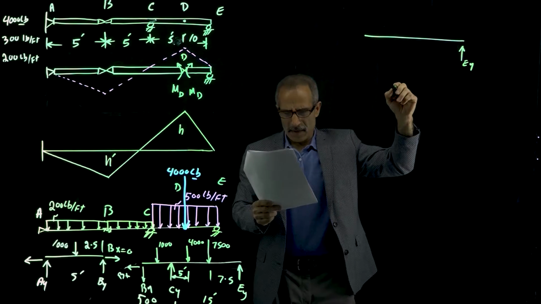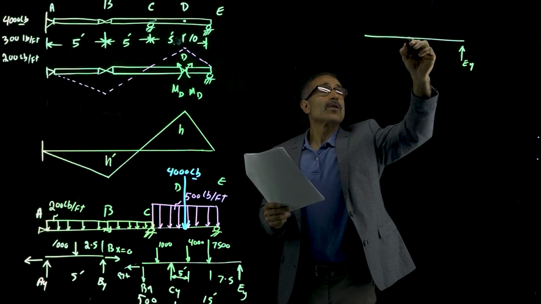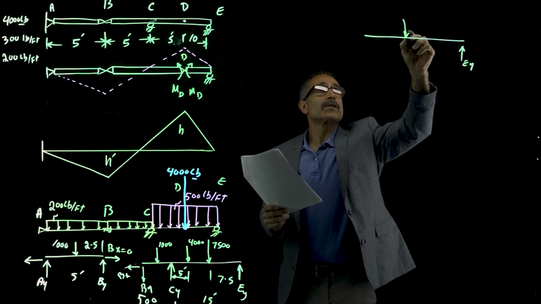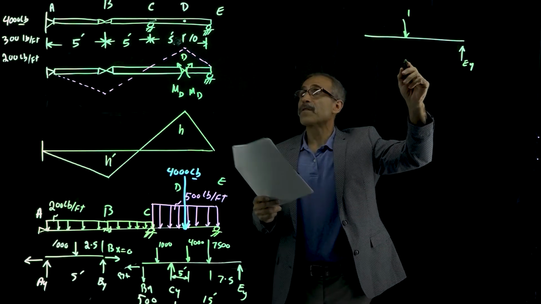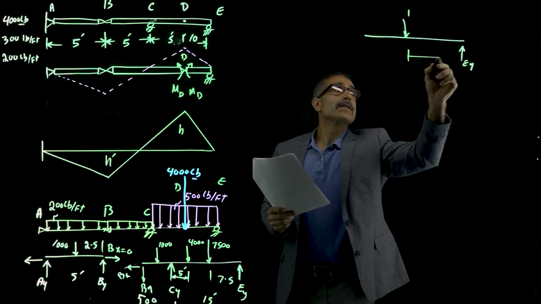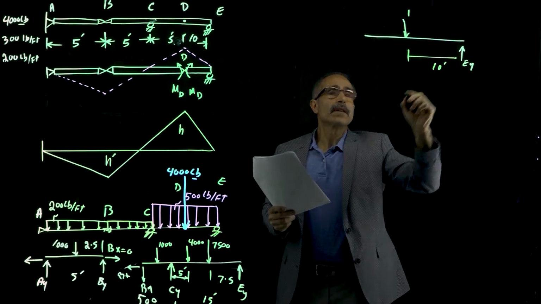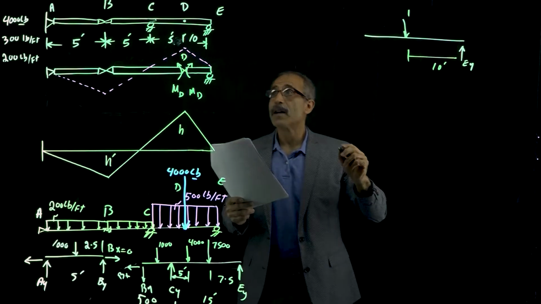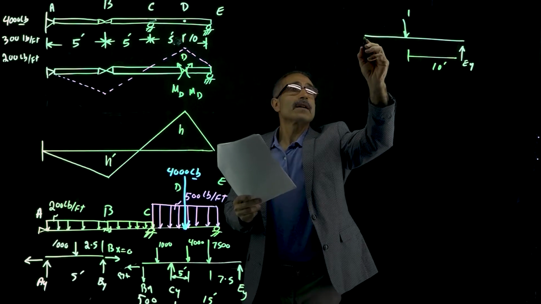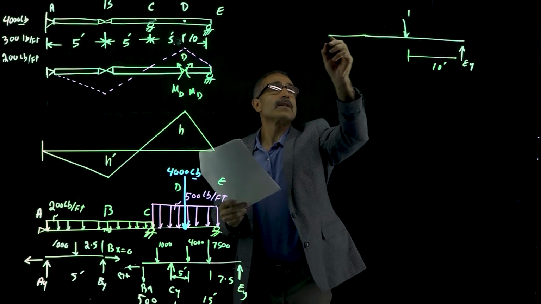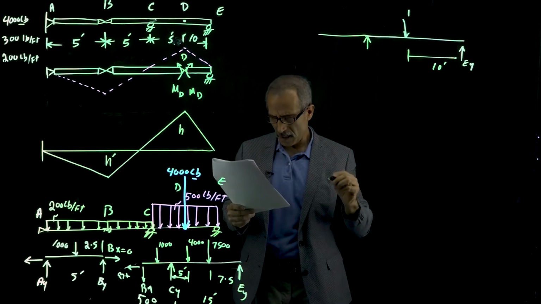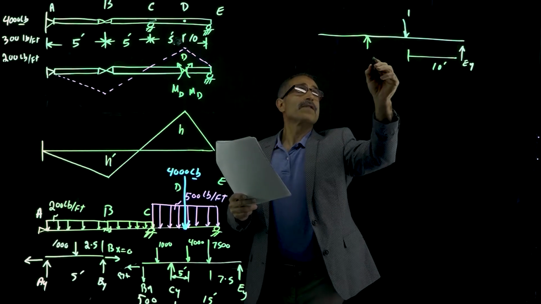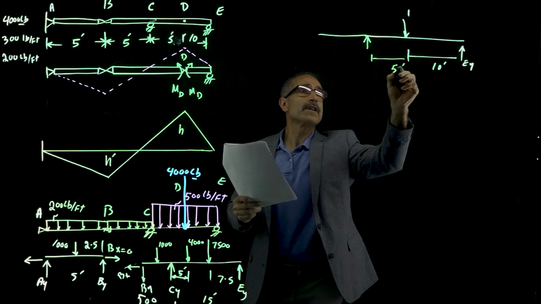And then we have a load here, which is a unit load at point D, and that's about 10 feet away. The next thing we have is the roller right here. Let's continue this a little bit. And we got the roller right here, and that's 5 feet from here, 5 feet.